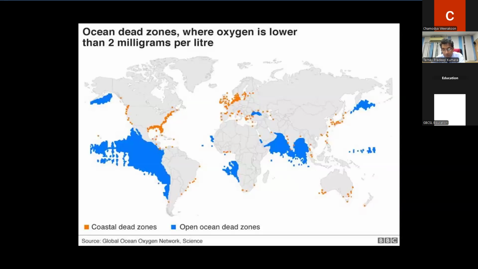And again, more nutrients means more productivity. And excess nutrients mean excess productivity that leads into eutrophication. You can see dead zones are expanding, right? So the ocean is dying because of pollution. These are open ocean dead zones, right? It means the ocean is dying, right, because of pollution.